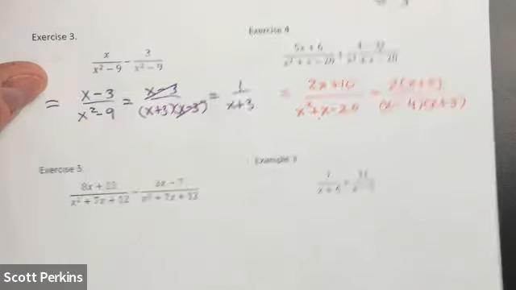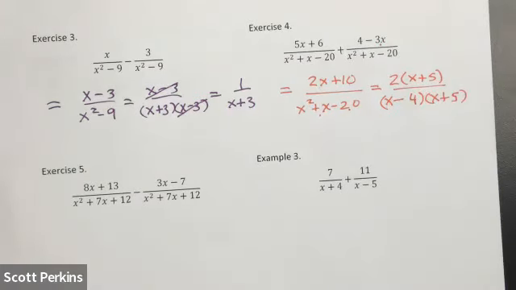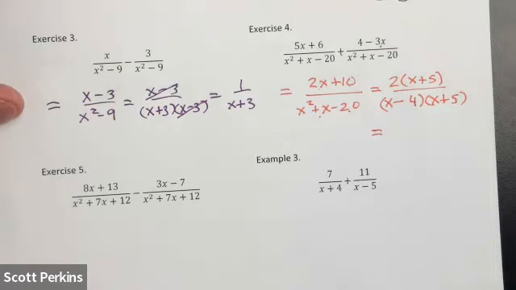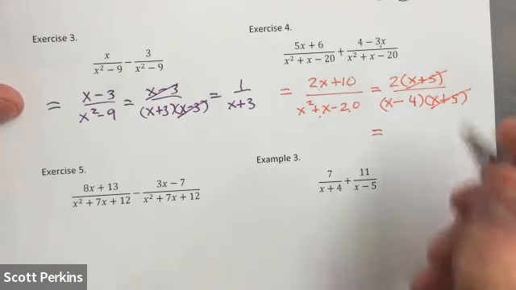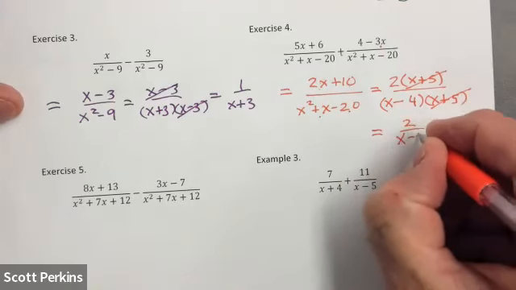Perfect. Excellent job. Okay, great. It sounds like you're getting this a little more and more. We're just going to keep repeating this. It's great. So the x plus 5s cancel. It was all worth it. And so then I have 2 over x minus 4.